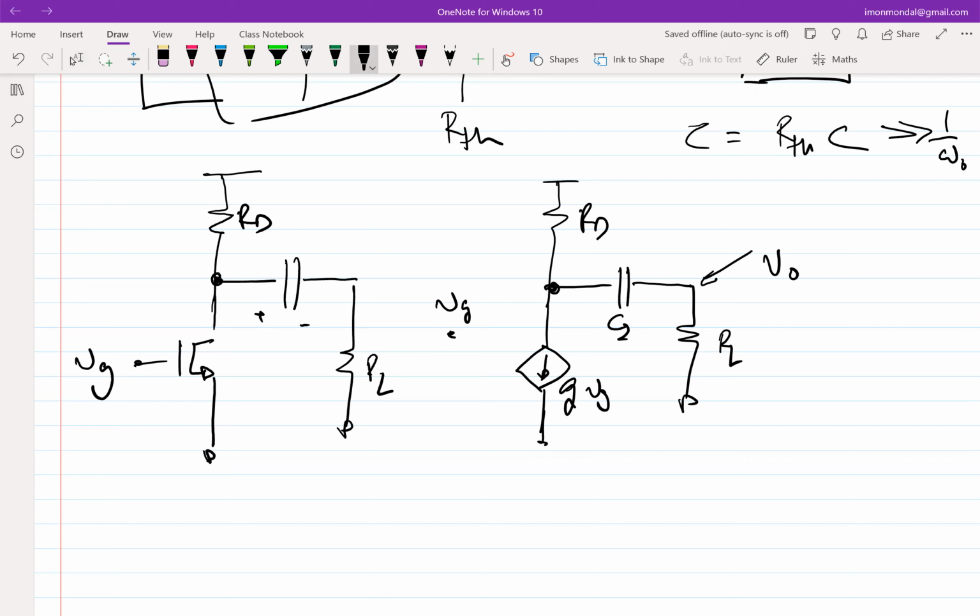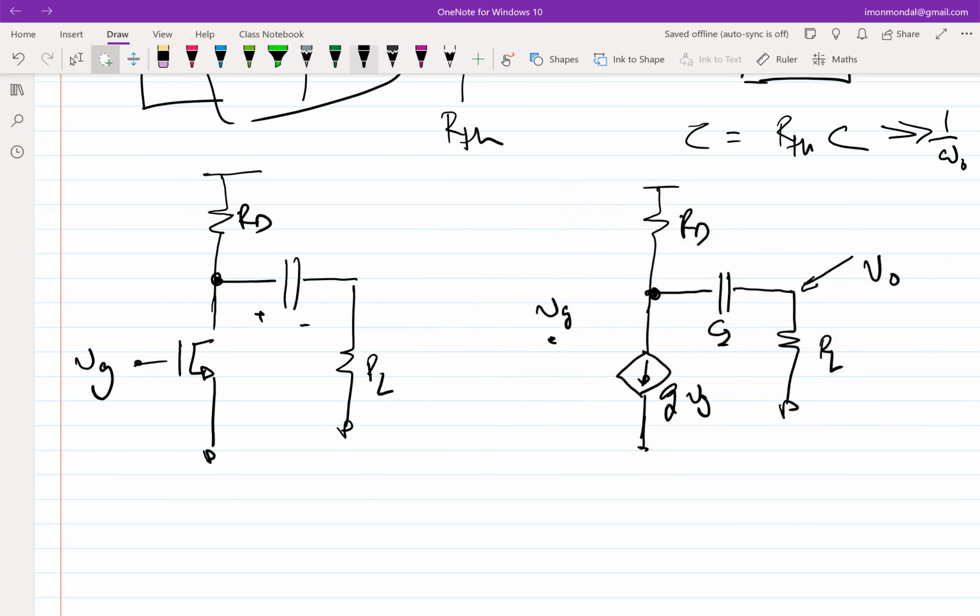So let me sketch the circuit a bit more accurately. So this is VI, and you had RS and all those things, and we assume that we have sized the input side such that VG is almost equal to VI. So now, in order to figure out the time constant of the network, what should I do?